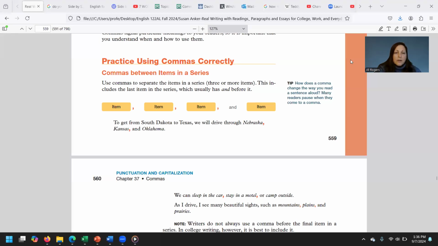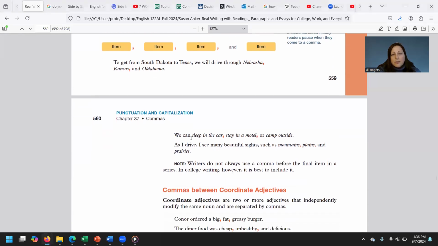Hello. So if we take a look, practice using commas correctly again: commas between items in a series. So we had item 1, item 2, item 3, and item 4: comma, comma, comma, the word and, our item. So if we go down to the next one, we can sleep in the car, stay in a motel, or camp outside.